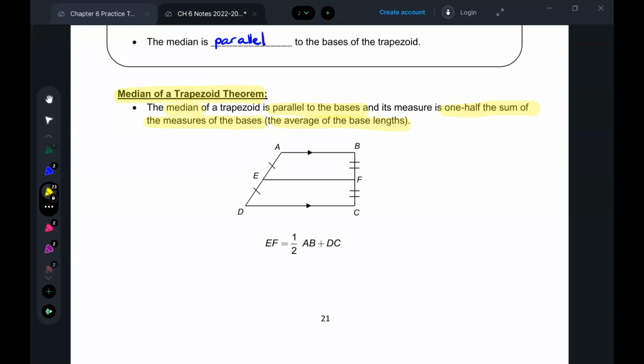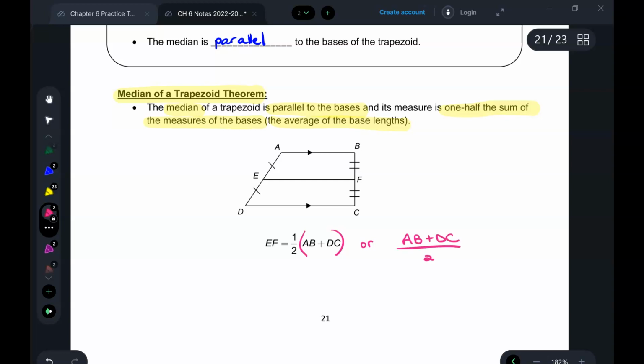How do you find the average of two things? Add them, divide by 2, right? That's if you have two things. So here, you can either write 1/2 times AB plus DC, or most students prefer AB plus DC divided by 2. Same thing though, right? Multiplying by the half is the same thing as dividing by 2. So it doesn't matter to me. So the length of EF is going to be AB and DC added and divided by 2. That's how you find the length of the median.